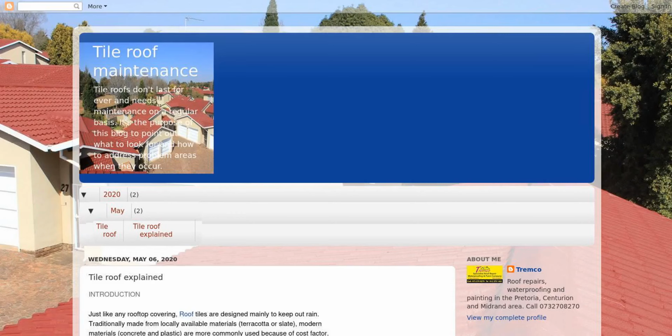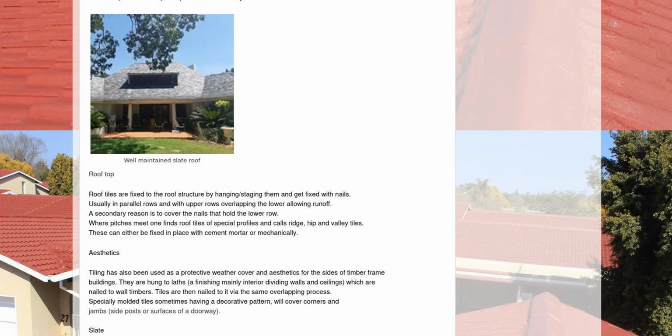Tile roof explained. Introduction. Just like any rooftop covering, roof tiles are designed mainly to keep out rain. Traditionally made from locally available materials, terracotta or slate, modern materials, concrete and plastic, are more commonly used because of cost factor.